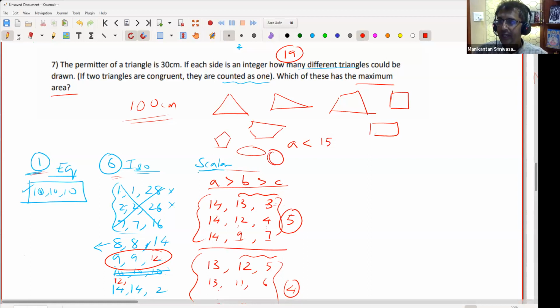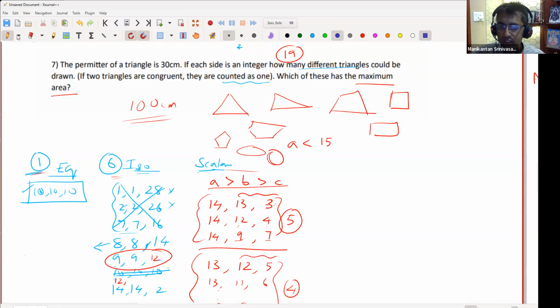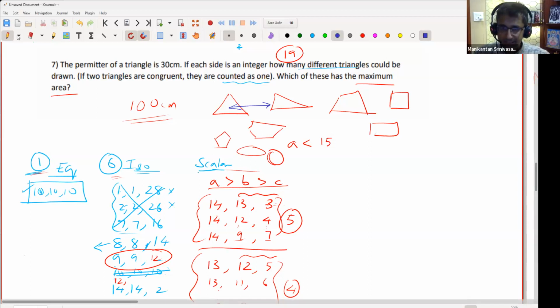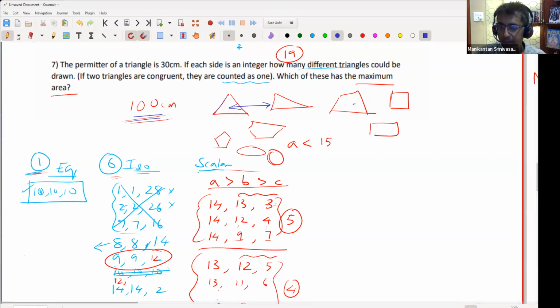Now, between any two pictures, whichever is more symmetric will have a higher area. Again, under the constraint that all of them have the same perimeter. So between an equilateral triangle and an isosceles triangle, the equilateral triangle will have a higher area, right? Now, between a random quadrilateral and a rectangle, the rectangle will have a higher area.